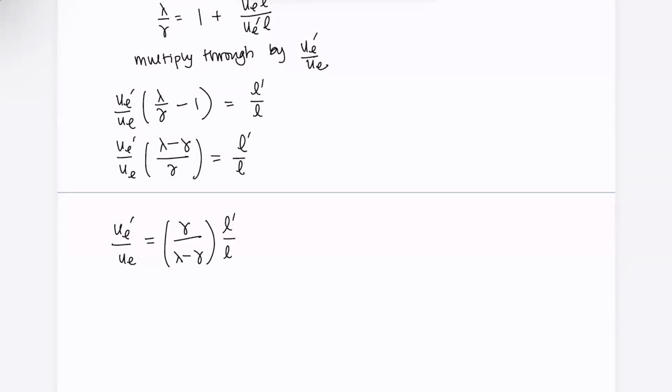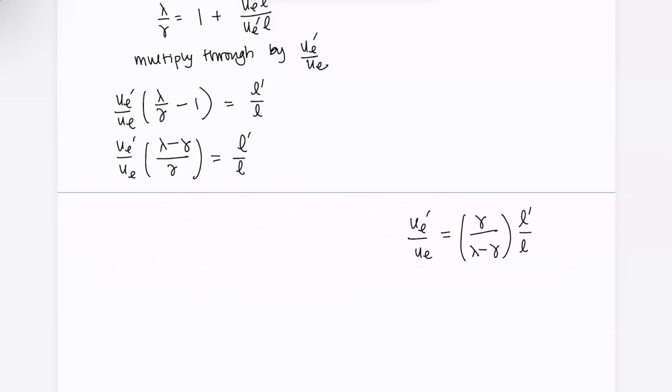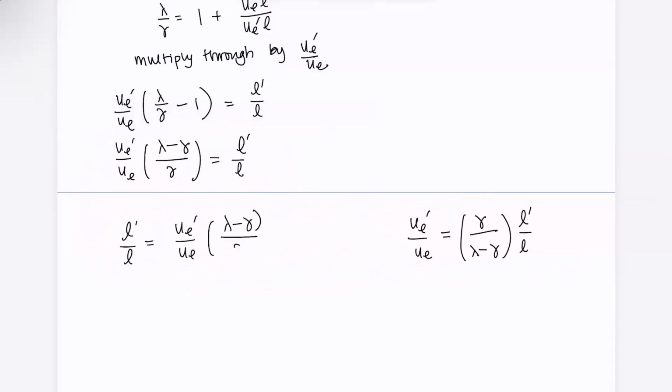I want to rearrange how I have this just a tiny bit. So I'm going to move this here. And then essentially what we're going to do is, shoot, not that. I want to solve these two equations side by side. So I'll write this one. L prime over L is UE prime over UE times lambda minus gamma over gamma. Okay, and then I'm going to separate variables and integrate both of these equations.